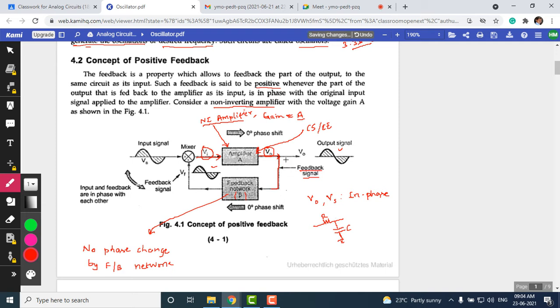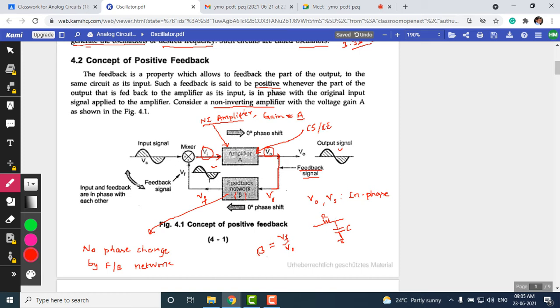Just note all these notations here. Vi is the input signal, V naught is the output signal, and beta is the gain of the feedback network. The formula for beta is Vf divided by V naught. V naught is the input for the feedback network, and Vf is the output for it. So, the ratio of Vf by V naught is the beta, whereas the amplifier gain is V naught by Vi, and the job of the mixer is to mix this feedback signal with the input signal.